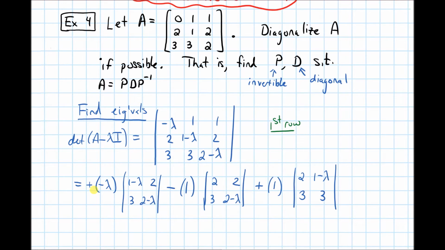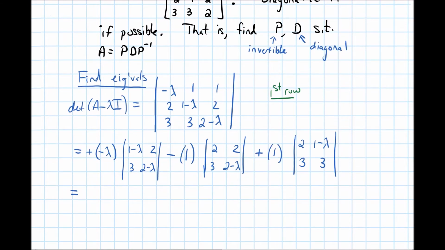Okay, so now let's simplify. We have this negative lambda in the front. Negative lambda times, for this 2 by 2 determinant, let's first multiply 1 minus lambda times 2 minus lambda. That gives us lambda squared minus 3 lambda plus 2. Then I have to subtract what I get when I multiply the 2 and the 3 together, so minus 6. After that I'll have minus, and then a bracket. The 1, I'm just going to absorb into this negative sign. If I multiply the 2 and the 2 minus lambda together, we get 4 minus 2 lambda.